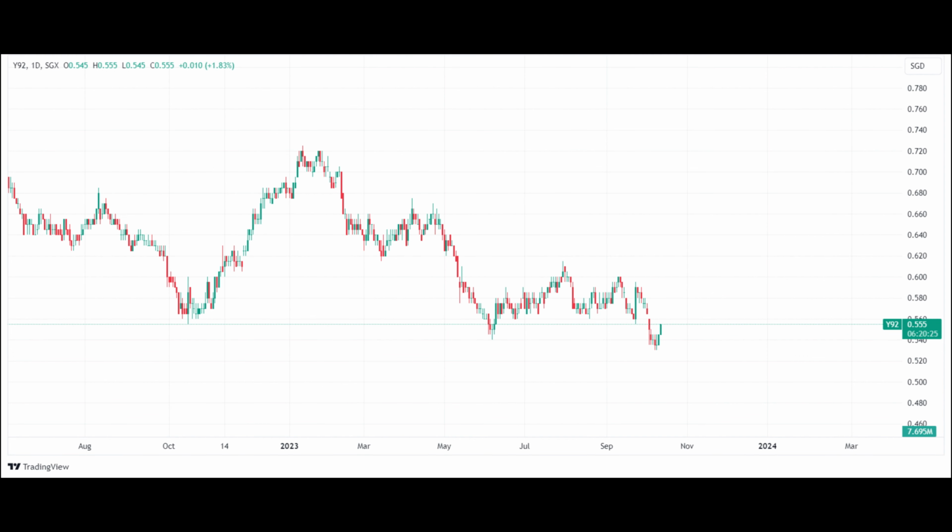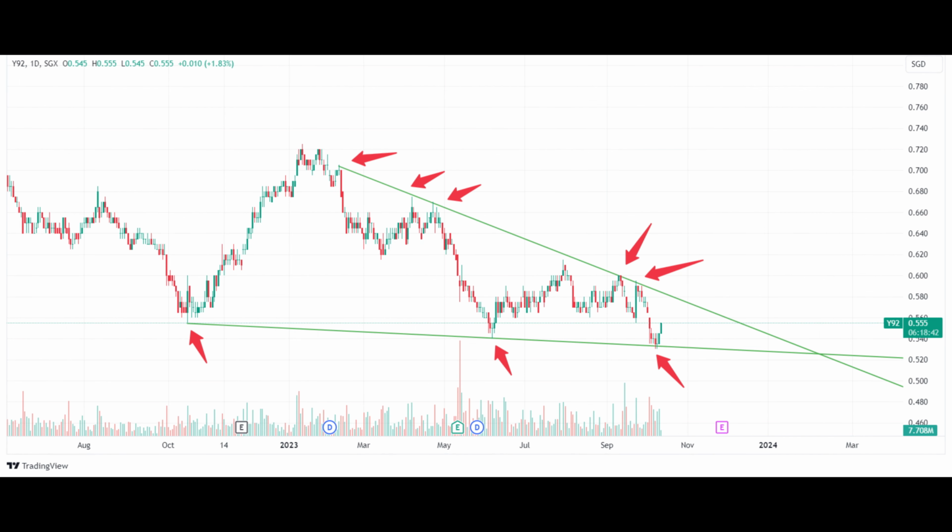So in this chart, can you see any triangle patterns here? We can see that the price has touched the upper trend line 5 times and the lower trend line 3 times, forming a clear and big descending triangle pattern. This pattern is usually seen when the market is in a downtrend.